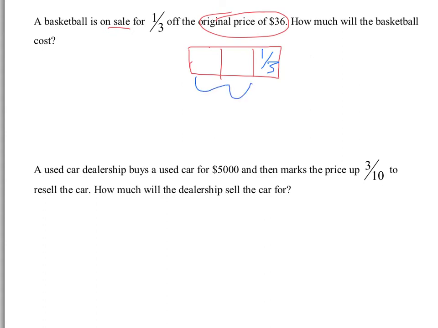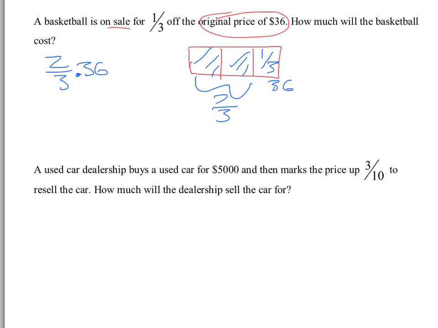That means I have 2/3 remaining. And this was, the original price was $36. So 2/3 of the original price, which in this case is $36, is going to be how much I end up paying.